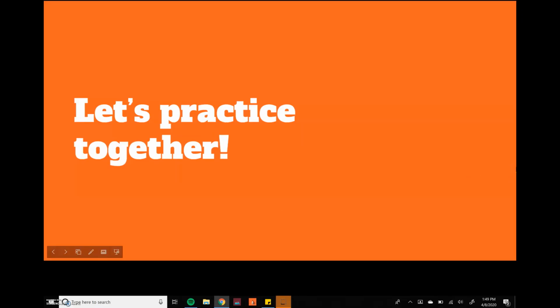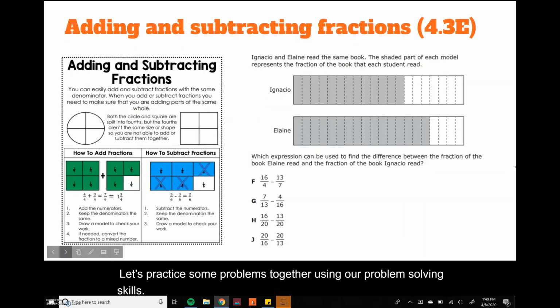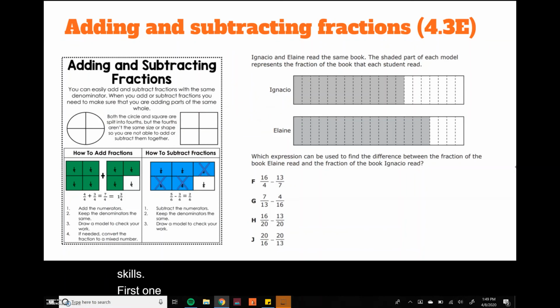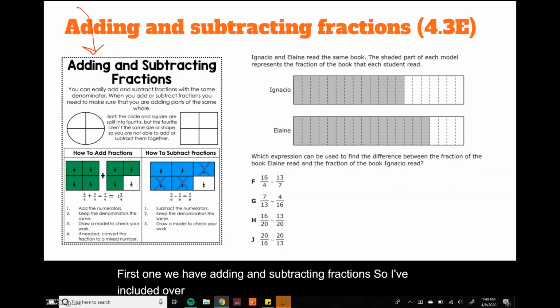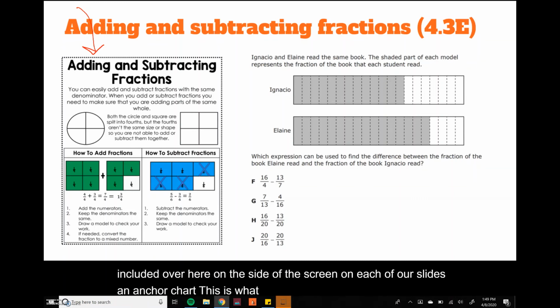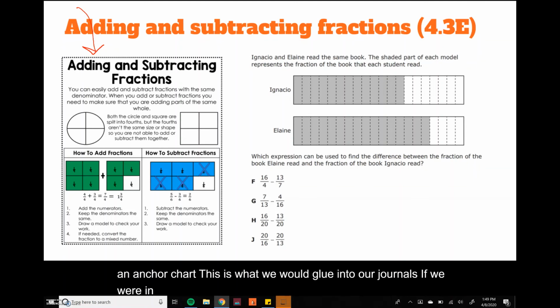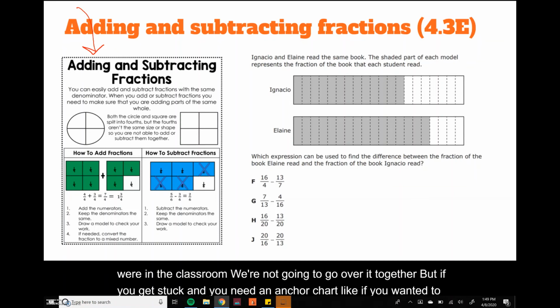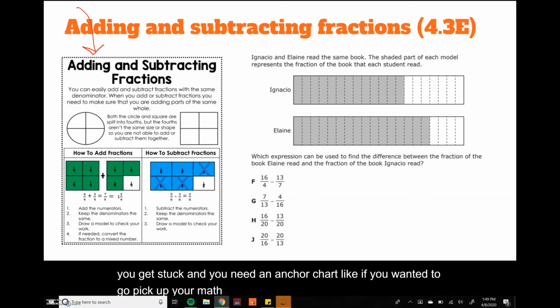Let's practice some problems together using our problem-solving skills. First one, we have adding and subtracting fractions. So I've included over here on the side of the screen on each of our slides an anchor chart. This is what we would glue into our journals if we were in the classroom. We're not going to go over it together, but if you get stuck and you need an anchor chart, like if you wanted to go pick up your math journal, just pause the video at this part and you can use that to help you solve your problems.